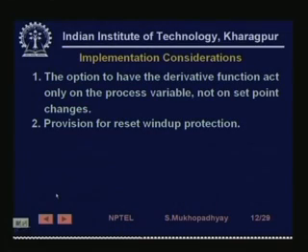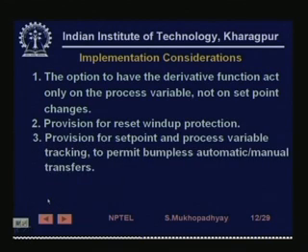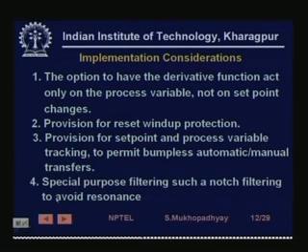You need to provide provision for reset windup protection, this we have discussed in detail. You need to provide bumpless auto manual transfer, this also we have discussed. In a controller there are different kinds of filters which are used. One filter is to limit derivatives. You could also use special purpose filters so as not to excite certain modes of a process which are very oscillatory.